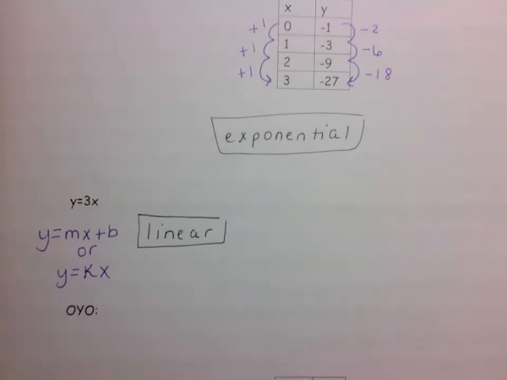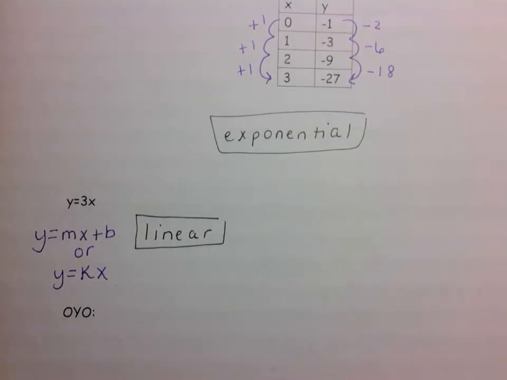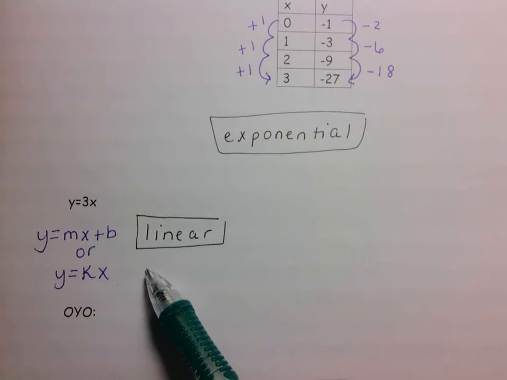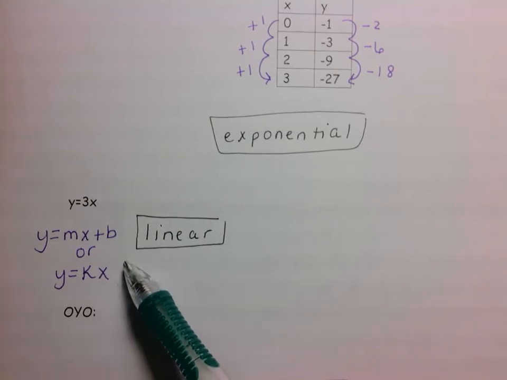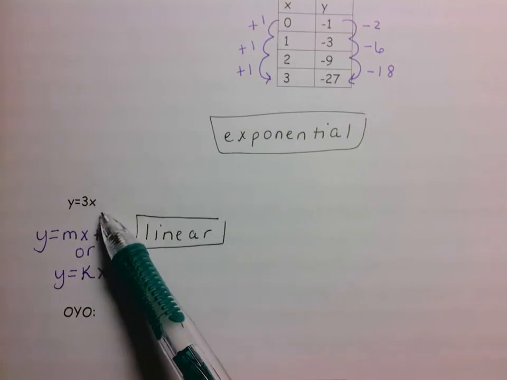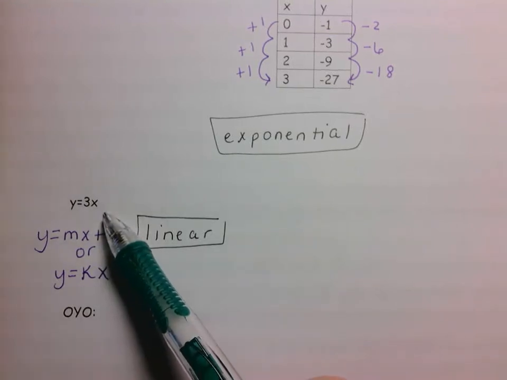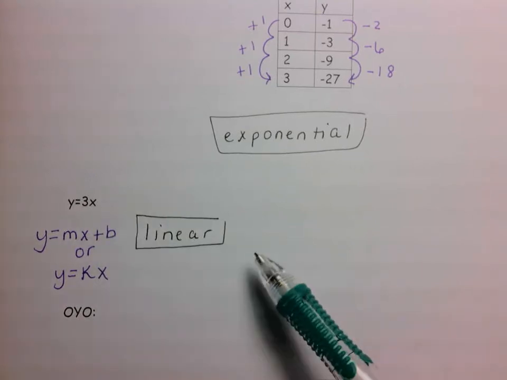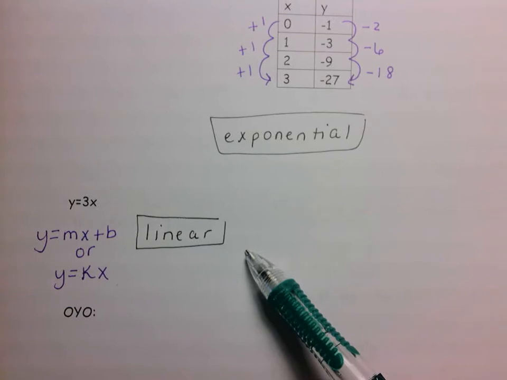The next example says y equals 3 times x. That is an example of a linear function. Your slope or your rate of change on this graph will be consistent. So whenever you have y equals mx plus b or y equals kx, as in this situation, this is a direct variation equation, remember from last semester, so this is a linear function.